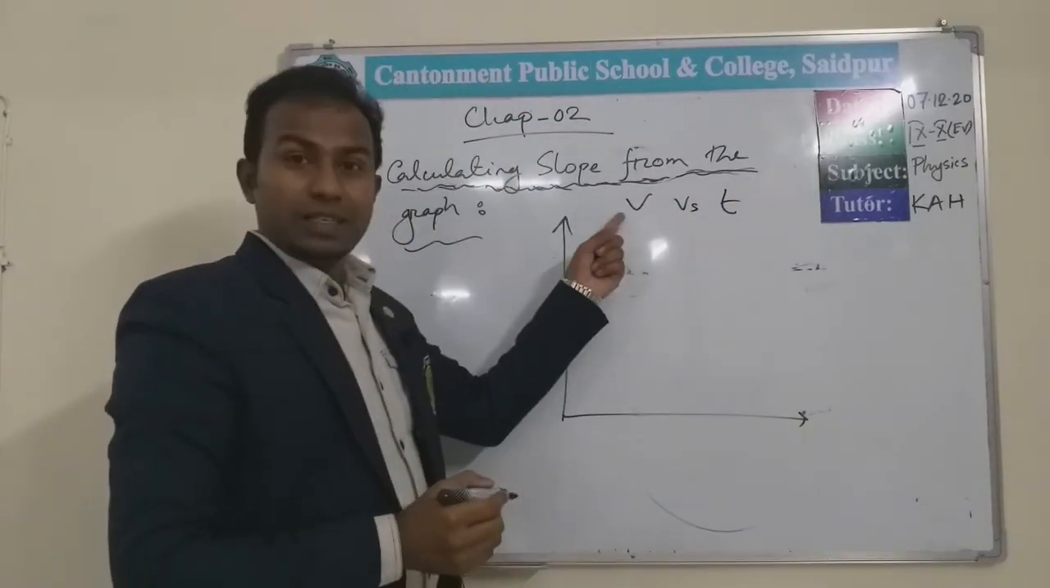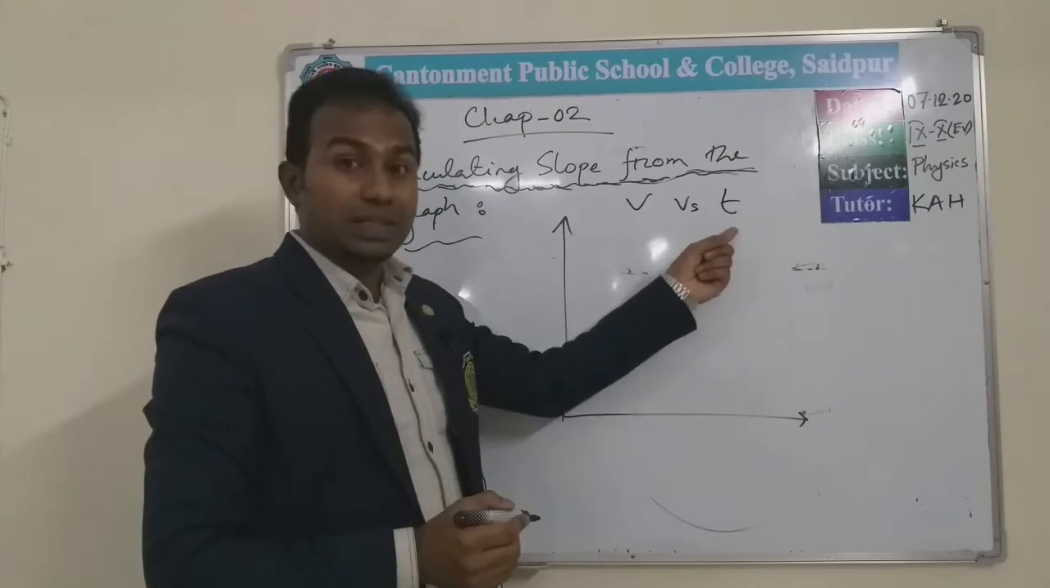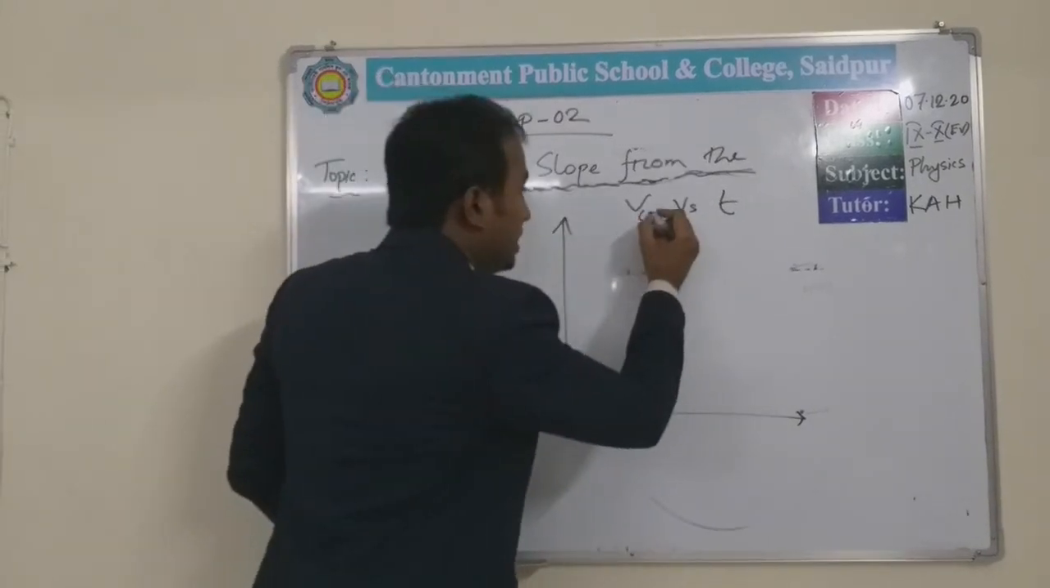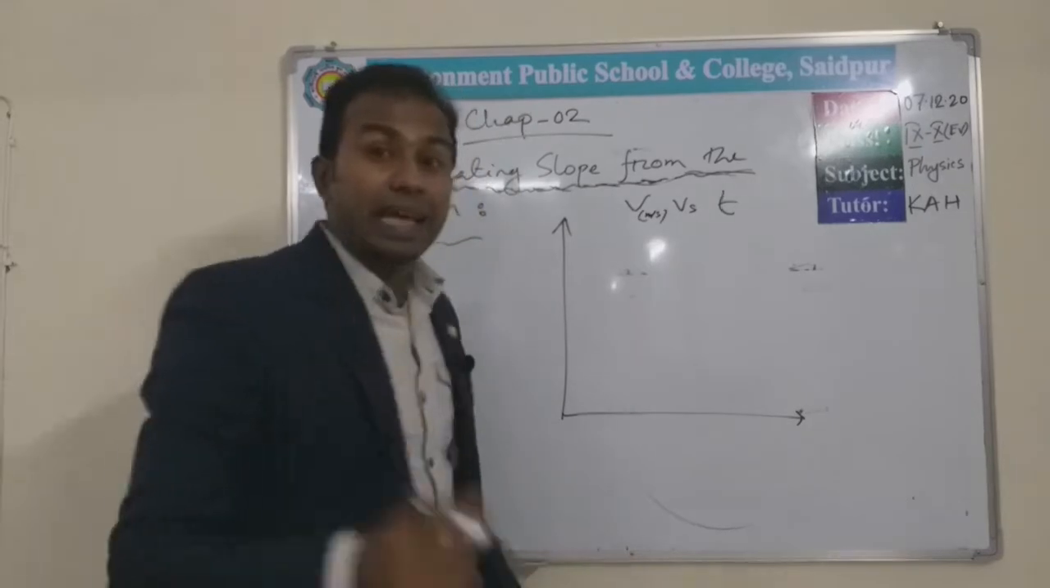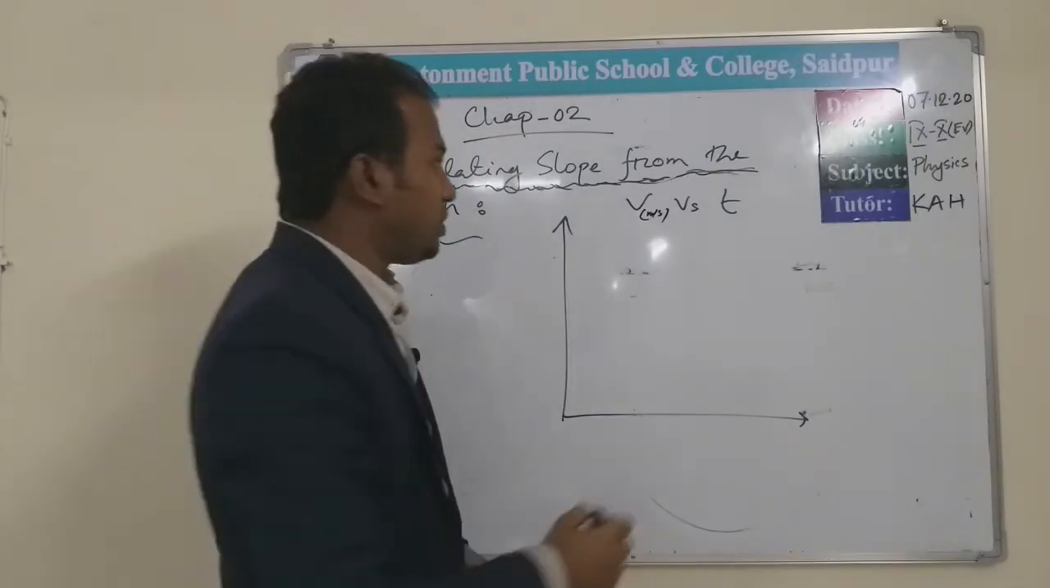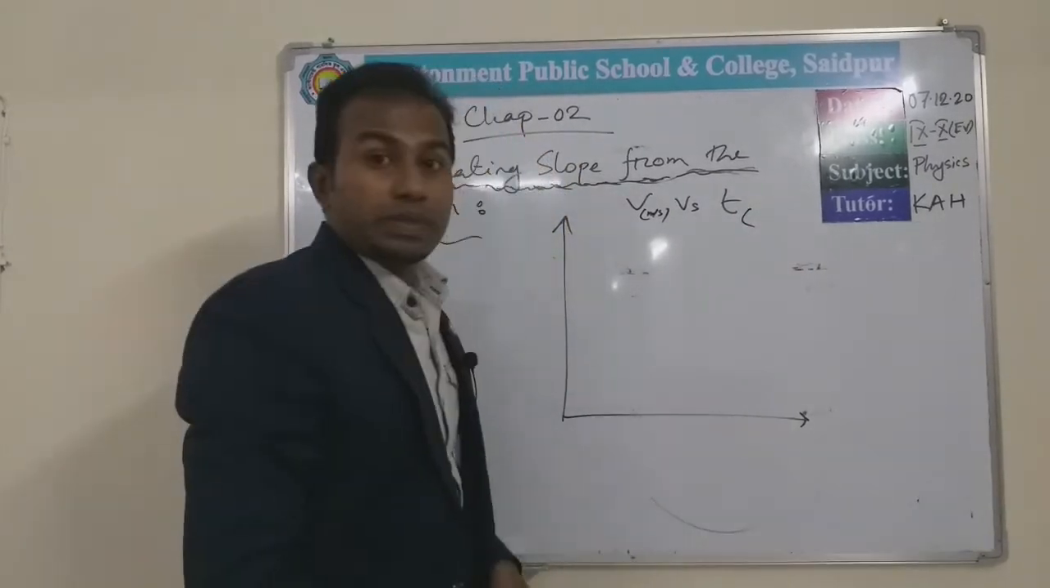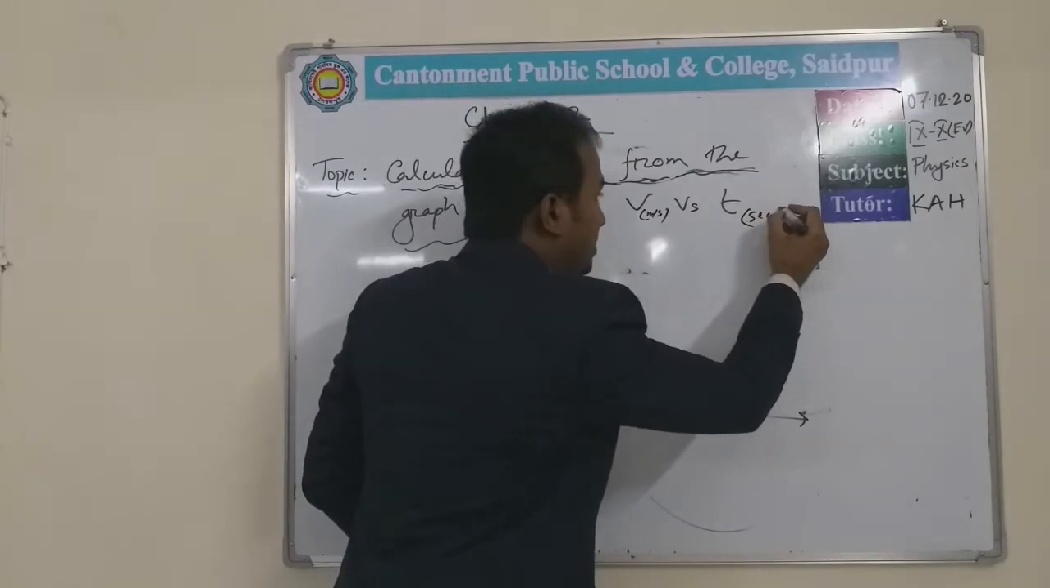What is V? Velocity. What is T? The time. Velocity, meter per second. I am giving the SI unit, the International Standard Unit, and the SI unit of time, that is second.